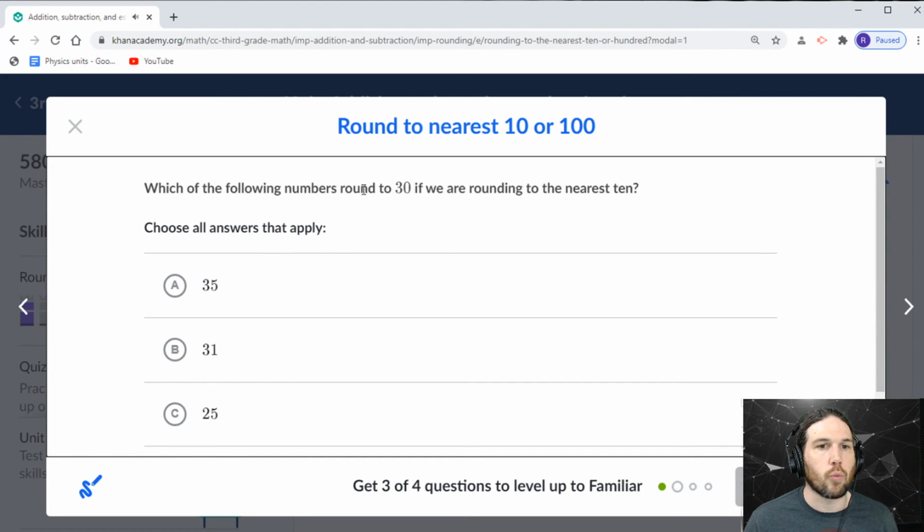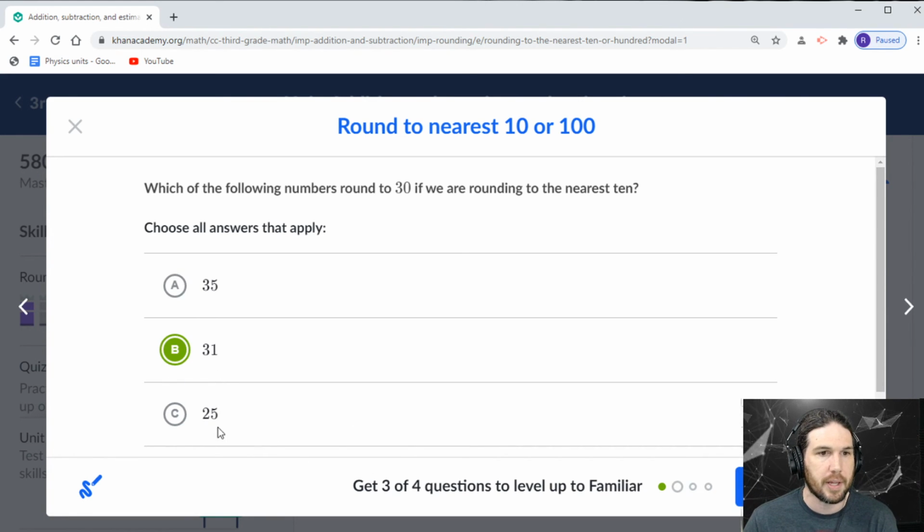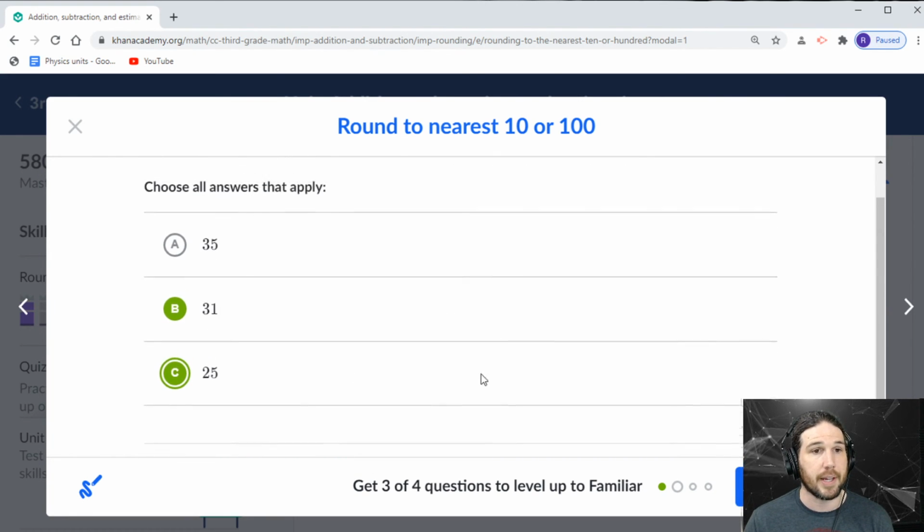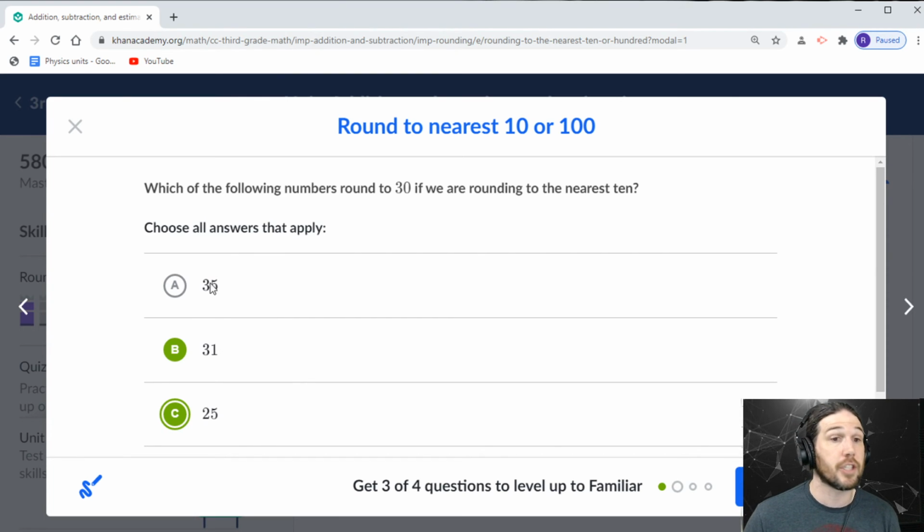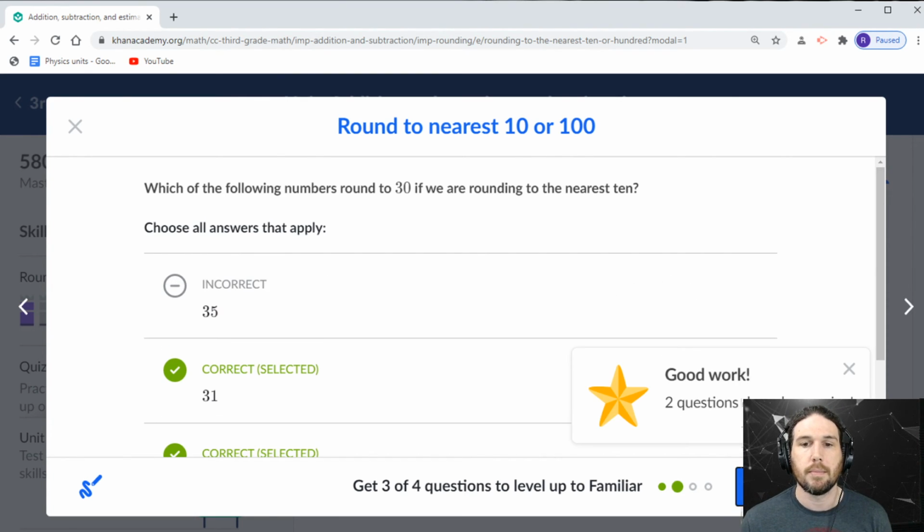Which of the following numbers round to 30 if we're rounding to the nearest 10? Well, 31 rounds down to 30. 25 rounds up to 30, and both of those are correct. 35 is not correct because it rounds up to 40.